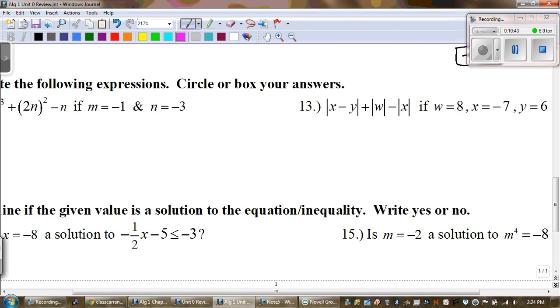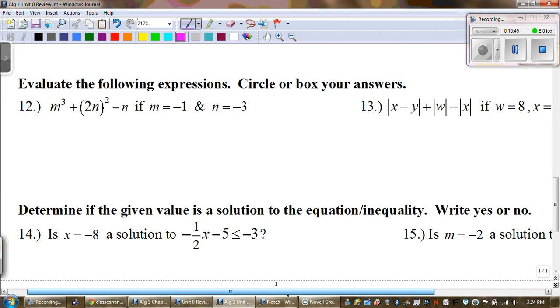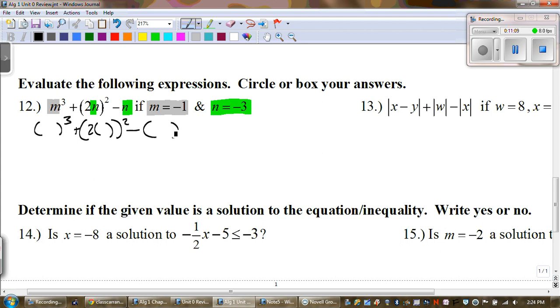Okay, so the next thing we need to do is evaluate the following expressions and circle or box your answer. Okay, so we know what m is. We know what n is. So we got m cubed plus 2 squared minus n. All right, let's plug everything in. M is -1, n is -3, and -3.